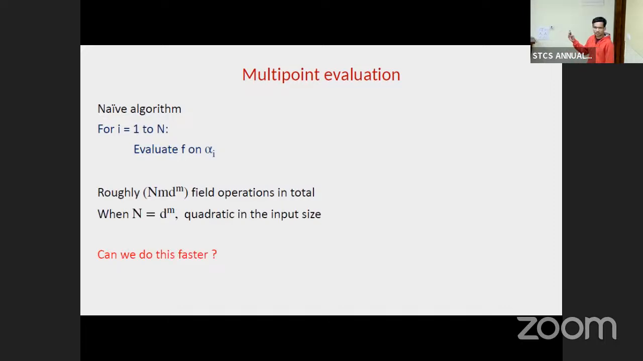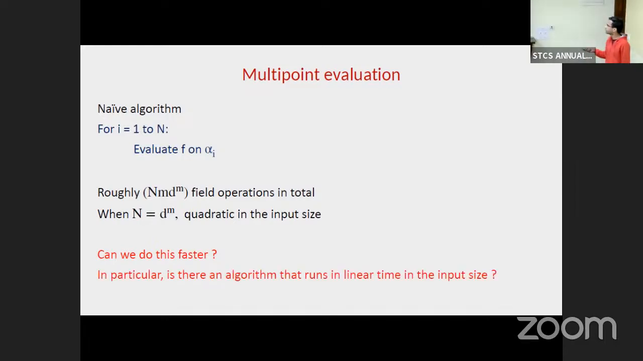What we would like to understand is if we can do this faster. In particular, can we hope for an algorithm whose time complexity is roughly linear?